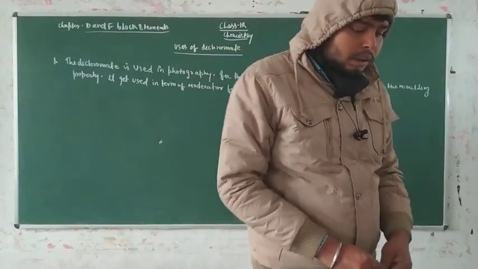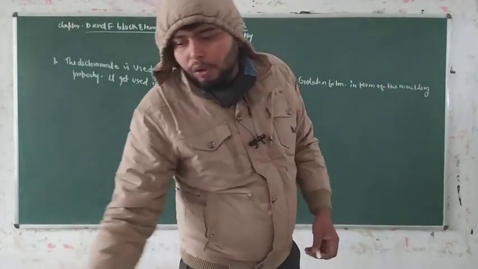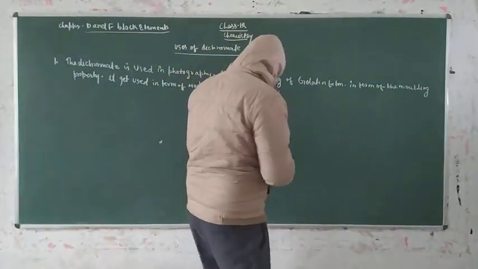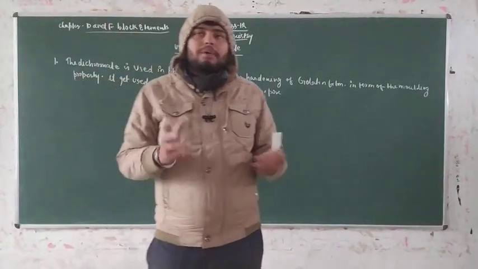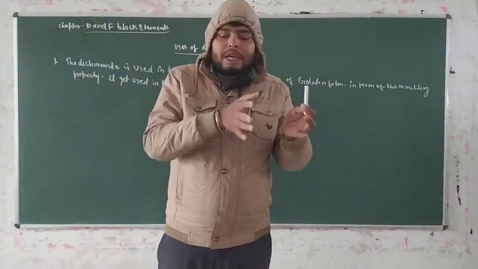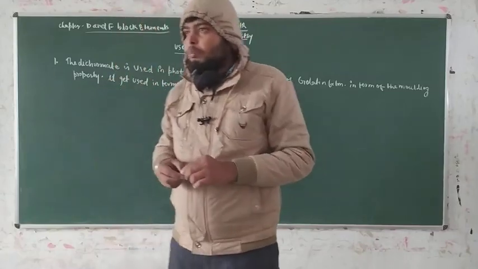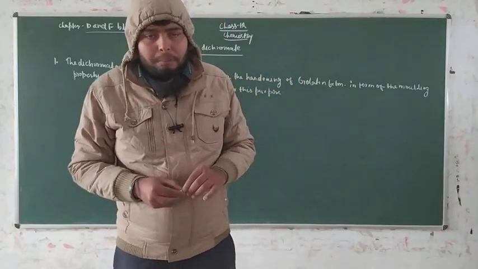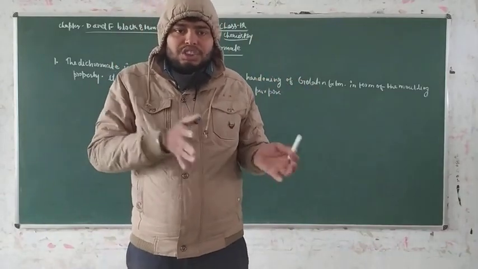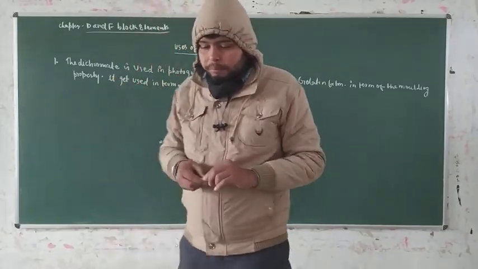After that, this is used for the preparation. That means potassium dichromate, in terms of the dichromate ion, is used for the preparation of many types of chromium compounds, just like the formation of chromium.